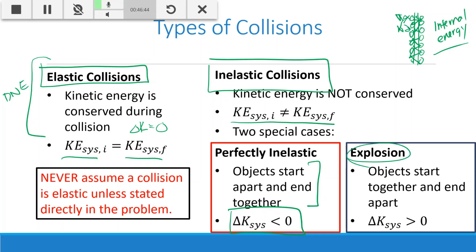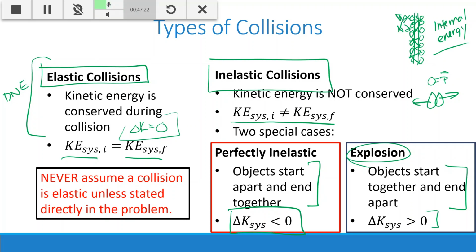On the other hand, explosions in physics are whenever you actually get a gain of kinetic energy. So anytime objects start together and end apart, kind of like our example with our bow and arrow on the previous slide, if your objects start together and they have no momentum at the start, and then they separate, if they're going to separate and they're going to move, you had no momentum, no kinetic energy at the start, and then they start moving, that's going to cause an increase in kinetic energy. That's going to be inelastic because you did not have zero change in kinetic energy.